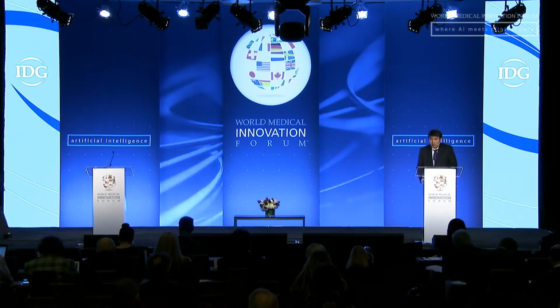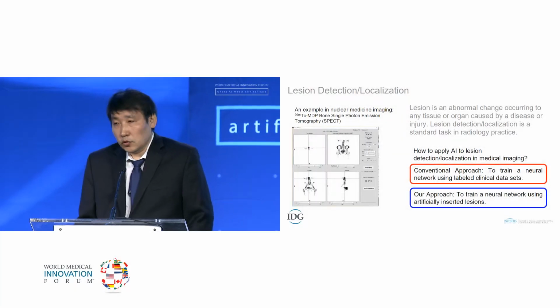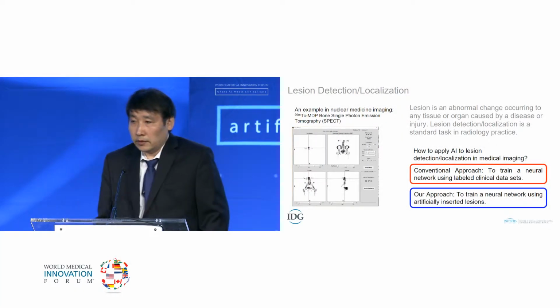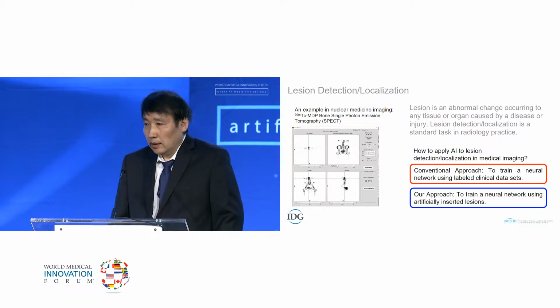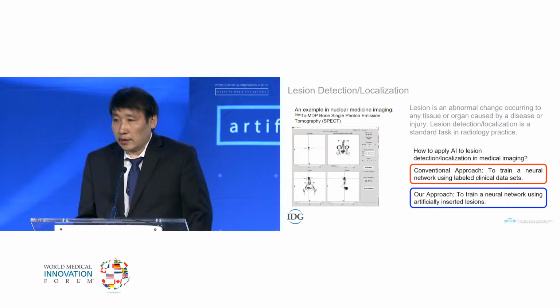Good morning, everyone, and it's my great honor to present our study on lesion detection and localization using AI. A lesion is an abnormal change to tissue or an organ, caused by disease or injury. And lesion detection using imaging techniques is a very important clinical task.